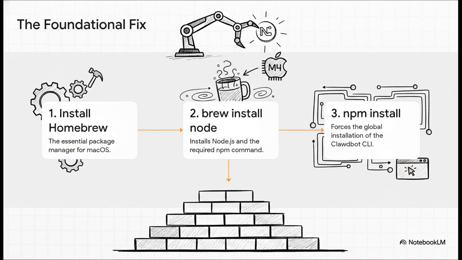So the solution is all about building the right foundation. You see, Clawdbot needs Node.js to run, and on a modern Mac, the absolute best way to install that is with a tool called Homebrew. Once you get these dependencies in place, the system finally knows exactly where to find the Clawdbot command.